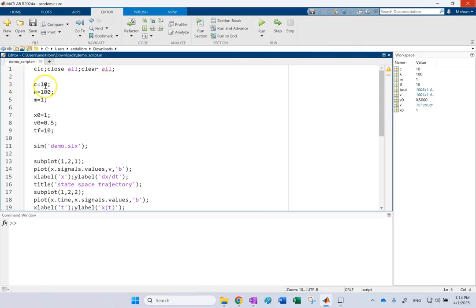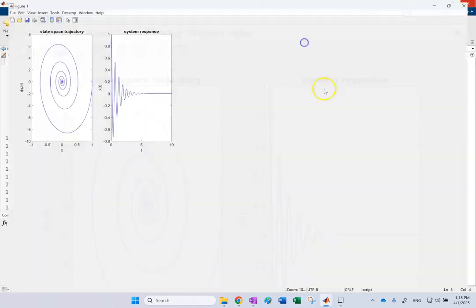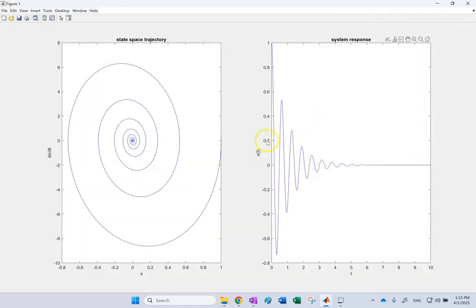Now, zeta is too big for this system to see a good spiral and a bunch of overshoot and undershoot. So I'm going to bring the c down to maybe 2 and make it quite a bit smaller, like 0.1. There we go. Now you see it a lot better. Now you clearly see the underdamped response better, and you see the spiral a lot better. Correct? There we go. So this is the underdamped response state space trajectory.